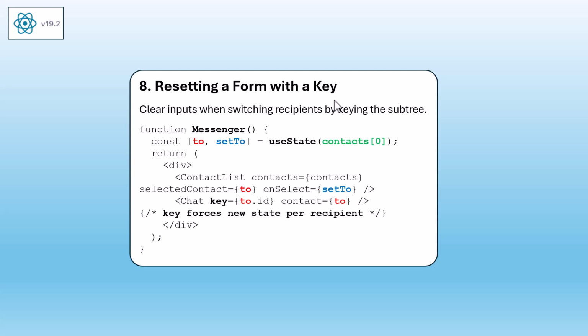To fix that, you can give the chat component a key based on the contact's ID. That way, every time you switch to a different contact, React recreates the chat component and resets its internal state, including the input field. This ensures that the text box always starts empty when you switch to another person.